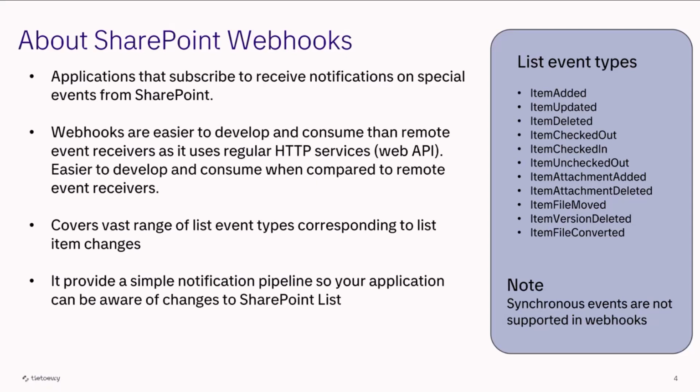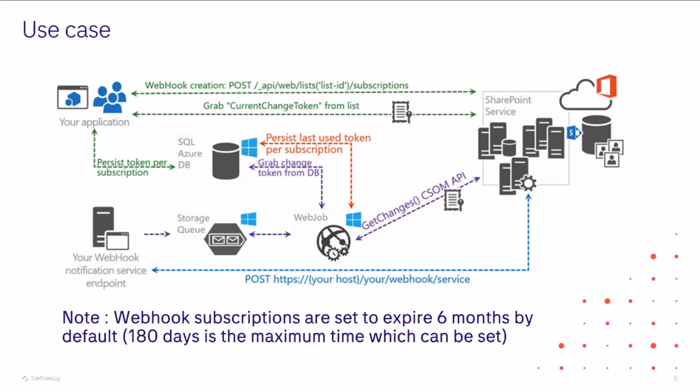SharePoint webhooks also provide a simple notification pipeline so your application can be aware of what changes are happening. The use case which I have used is from the Microsoft documentation itself. I have not completely implemented this, but I have implemented it in a similar way as shown in the figure. I have created a SharePoint webhook as an Azure function, which uses the HTTP trigger. The function URL is then added as a webhook subscription to the intended lists or libraries.